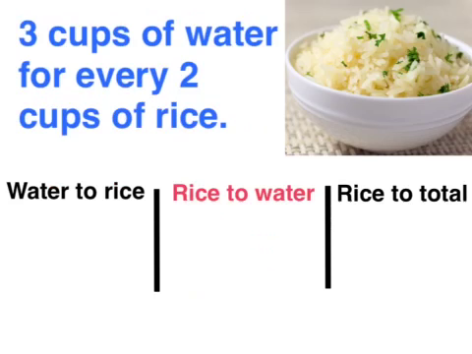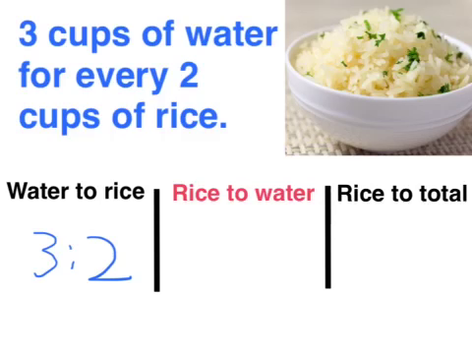Let's look more closely at that sentence, 3 cups of water for every 2 cups of rice. We can express that as several different ratios, and ratios can be written in many different ways. So for example, first we might have the ratio of water to rice. Well, we have 3 cups of water for every 2 cups of rice. So you can express a ratio as two numbers with a colon in between.